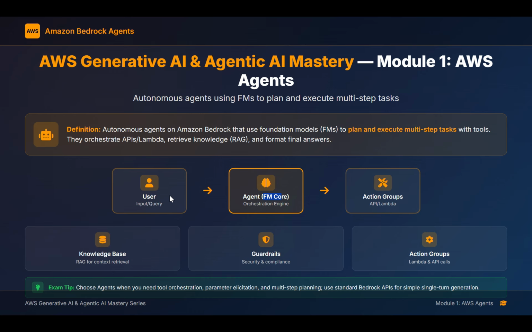So the user will ask a question, and the agent will take a smart decision on top of this question. It will check its inventory for whether it has a specific action group which fulfills the need of this query, and accordingly the action group will be called and the response will be generated.